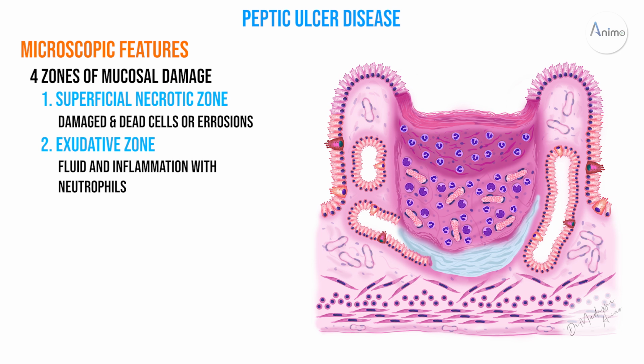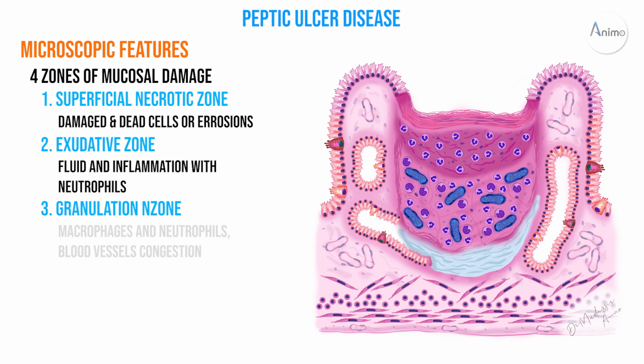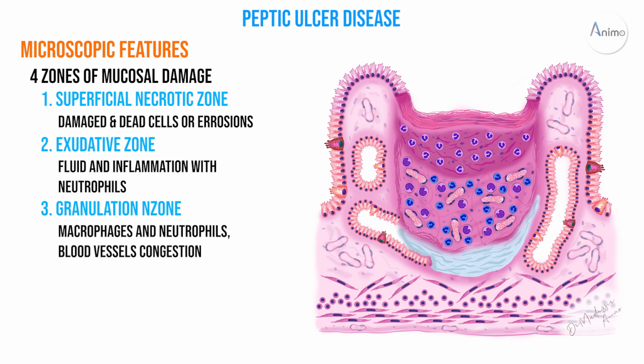And the third zone is the granulation zone, which is actually the healing of this exudative zone, and it can be recognized by the presence of an increased amount of blood vessels. So there is vascular congestion along with the presence of neutrophils and macrophages. The macrophages here are actually the main cells which cause the healing of this part of the damage. So this is the granulation zone.